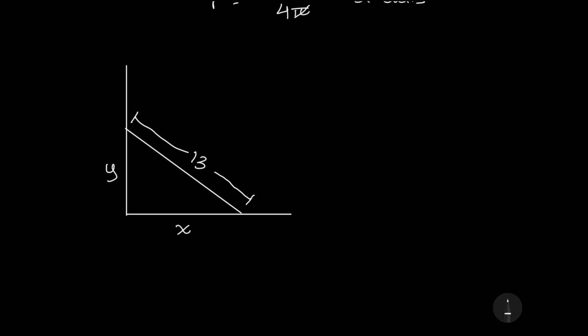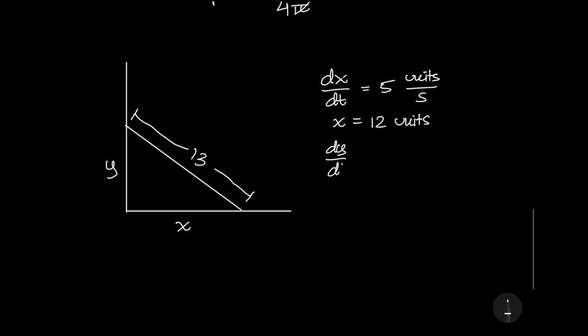I'm going to write out some information. Let's say that the x value, the length of the bottom edge of this ladder from the wall, is increasing at a rate of 5 units per second. And then let's say that at a specific instant in time, x has a length of 12 units. Now what I want to find is at what rate y is decreasing. How fast is the ladder sliding down the wall? How fast is this vertical distance of the top of the ladder from the ground decreasing at this specific instant in time?